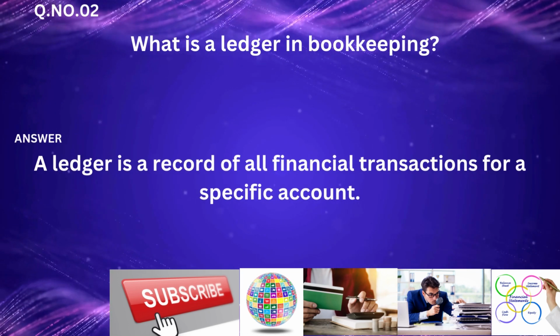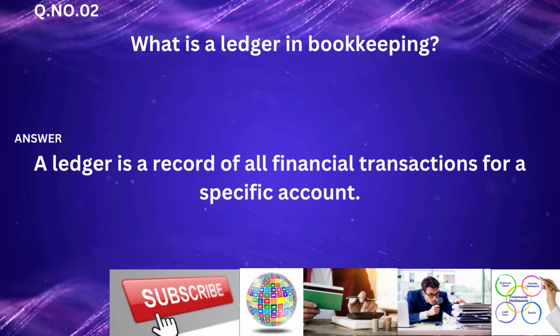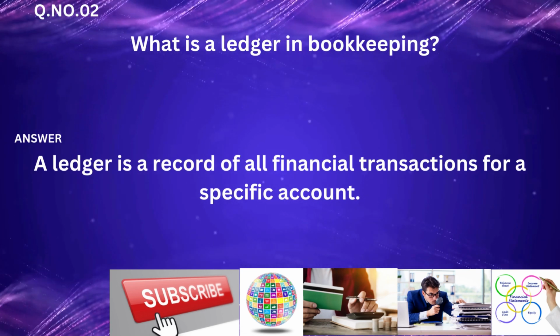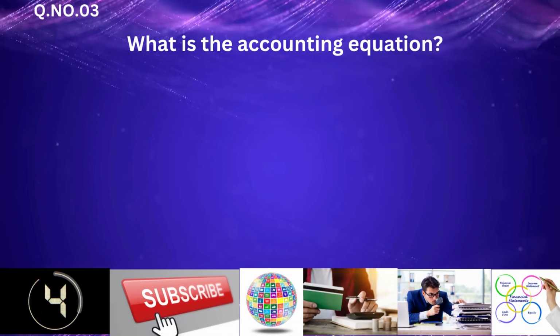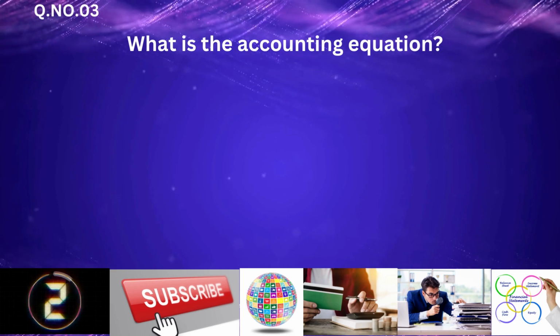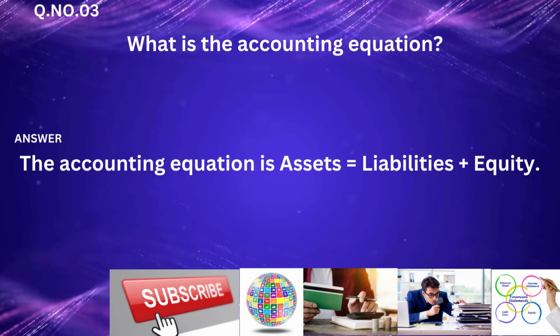Question 03. What is the accounting equation? Answer. The accounting equation is assets equals liabilities plus equity. Question 04. Define assets in bookkeeping. Answer. Assets are resources or things of value owned by a business.